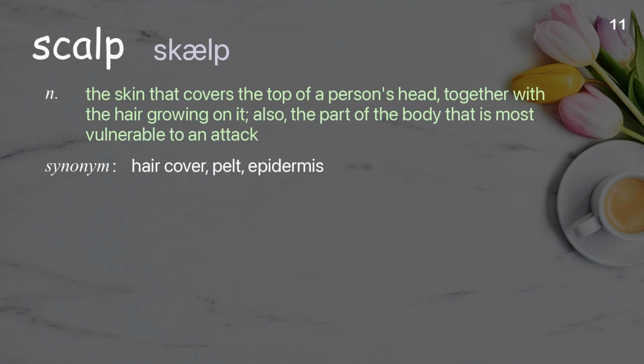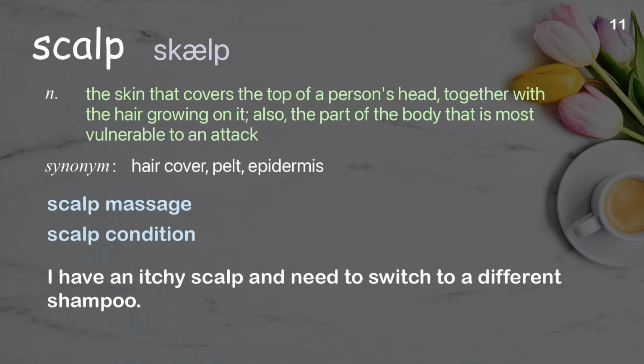Scalp. The skin that covers the top of a person's head, together with the hair growing on it, also, the part of the body that is most vulnerable to an attack. Examples: Scalp massage, scalp condition. I have an itchy scalp and need to switch to a different shampoo.